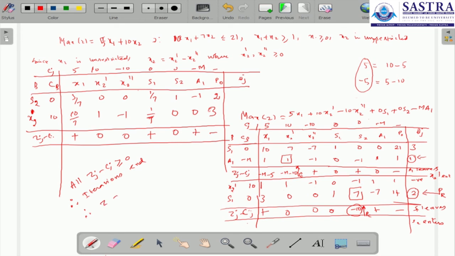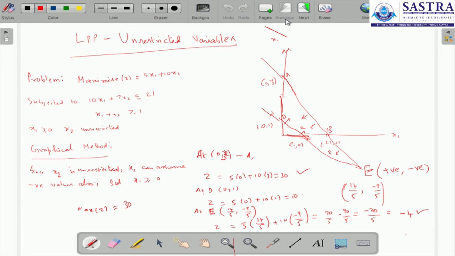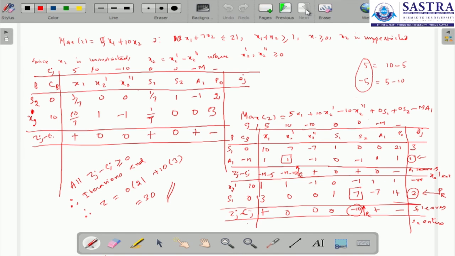Therefore, the value of Z becomes 0 into 2 plus 10 into 3, which is 30. And again 30 is the maximum value of the objective function for this linear programming problem, which tallies with the graphical method having 30 as the maximum value of Z. So, in that way we prove that both graphical solution and simplex solution provide the same answer for maximizing the linear function Z equal to 5x1 plus 10x2.